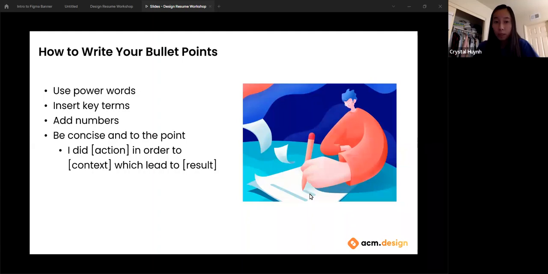Okay, so with that being said, how do you write the bullet points under each role that you've held? So first off, use power words. What I mean by that is if you managed something or if you designed something, feel free to use those verbs at the very start.